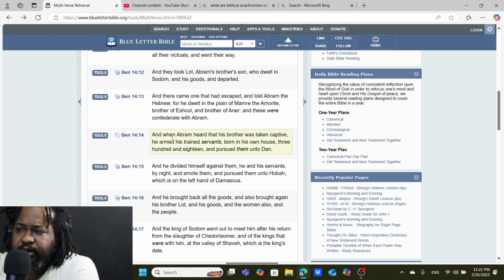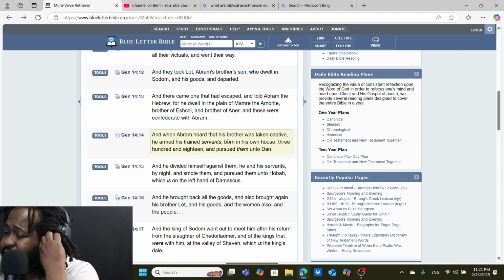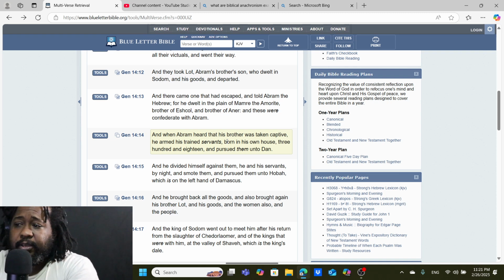Okay. Verse 14 also says, and when Abram heard that his brother was taken captive, he armed his trained servants, born in his own house, 318. It's funny that the word servants there is italicized. I wonder if they added that. Let me look here in Genesis 14 and see. I'm sure they did. Yeah, it was added by the KJV translators. But we have to say that they were men of the house of Abraham that had to be slaves.